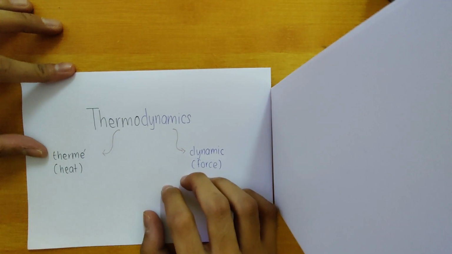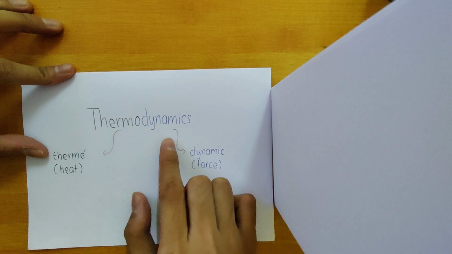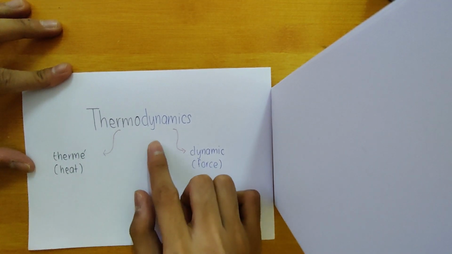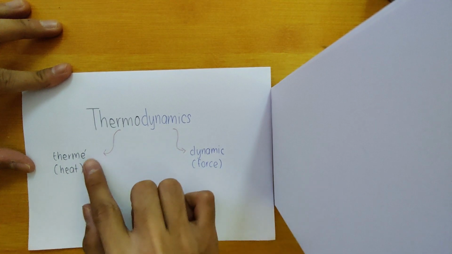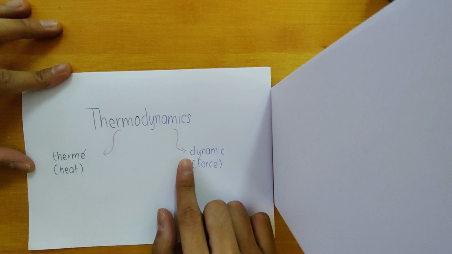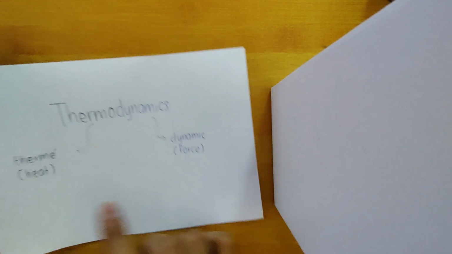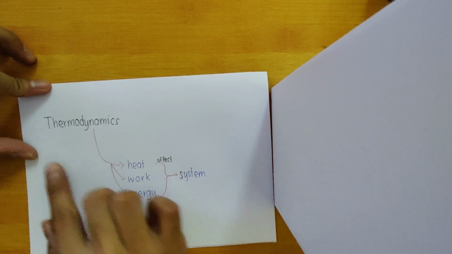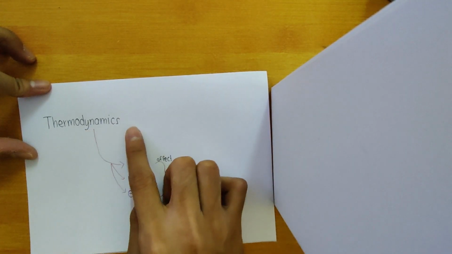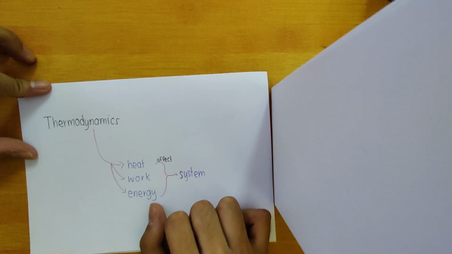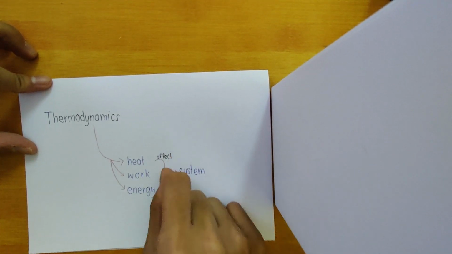First of all, we need to know where this thermodynamics term comes from. Thermodynamics comes from the Greek words therma, which means heat, and dynamics, which means force or power. Basically, thermodynamics is the study of how heat, work, and energy affect a system.